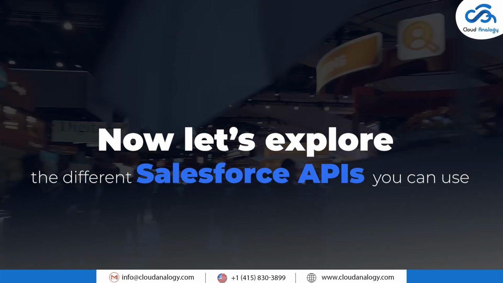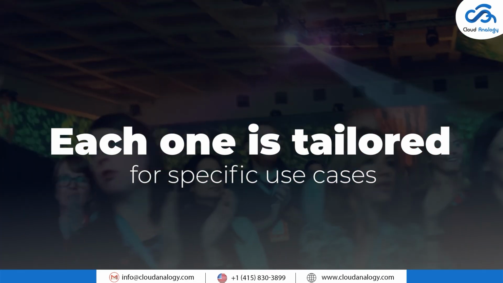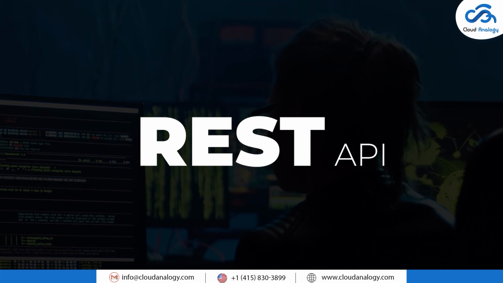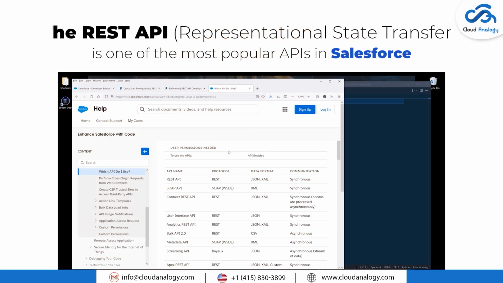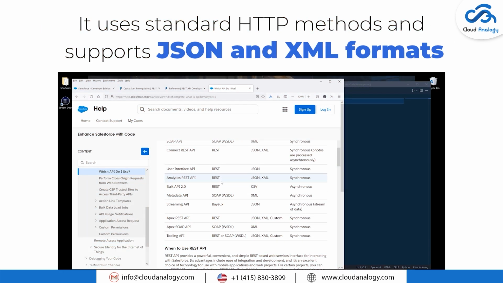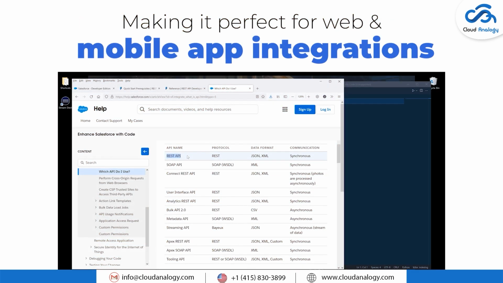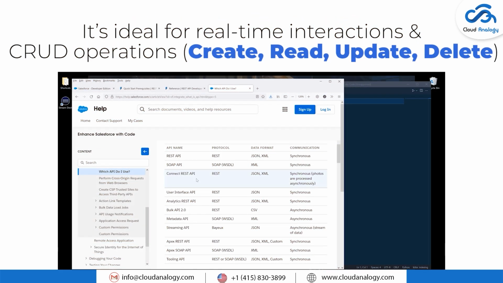Now let's explore the different Salesforce APIs you can use. Each one is tailored for specific use cases. REST API. The REST API, Representational State Transfer, is one of the most popular APIs in Salesforce. It uses standard HTTP methods and supports JSON and XML formats, making it perfect for web and mobile app integrations. It's ideal for real-time interactions and CRUD operations: create, read, update, delete.